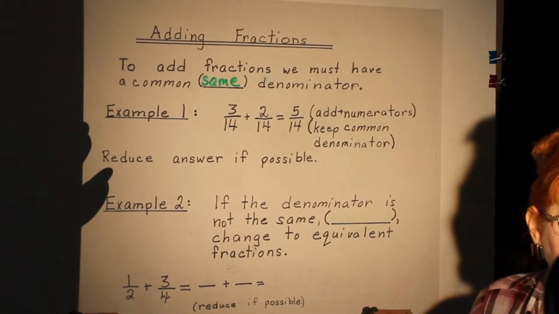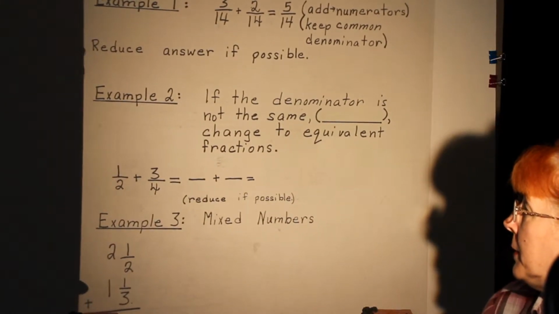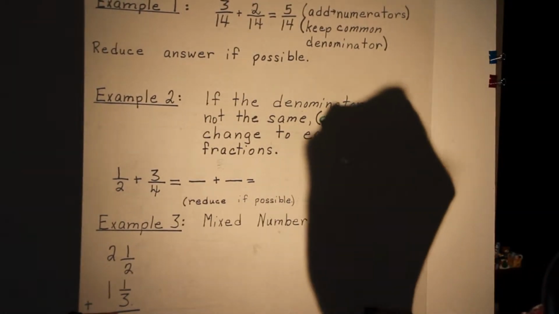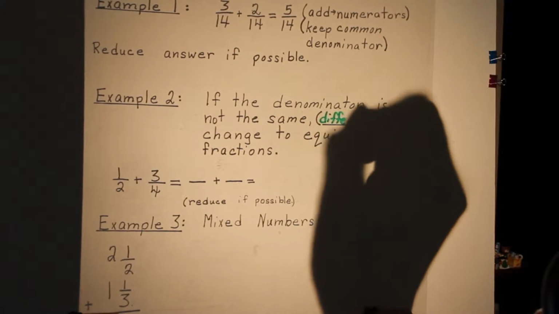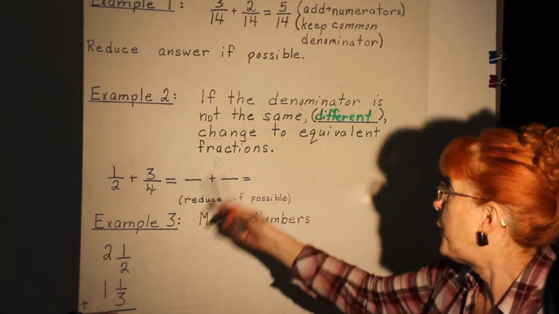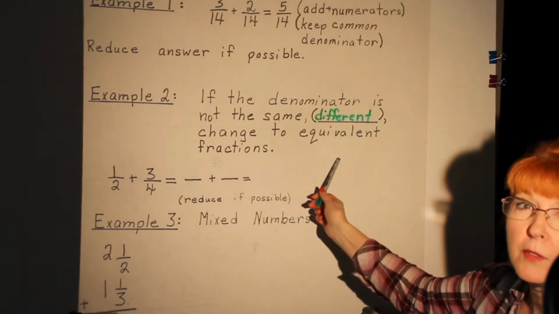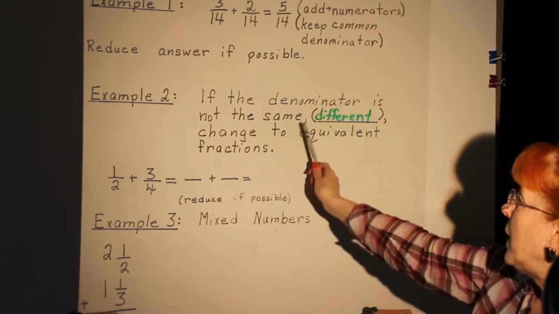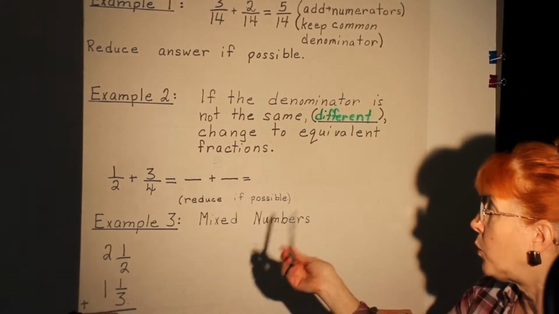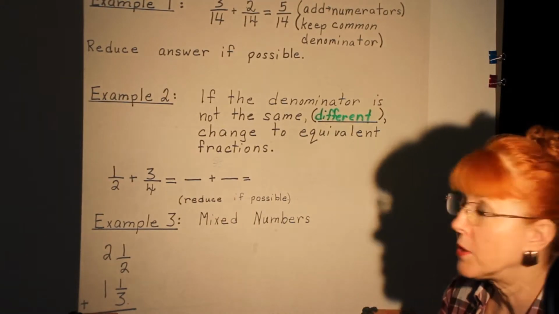Looking at example 2, what happens if the denominator is not the same? So it's different. If your denominator is different, you cannot do addition. You have to find a common denominator. So you have to change to equivalent fractions. We talked about equivalent fractions in lesson 30, I believe. And if you look at that, equivalent fractions are fraction forms of 1, and that's what we need to be looking at. So we have a half plus 3/4.